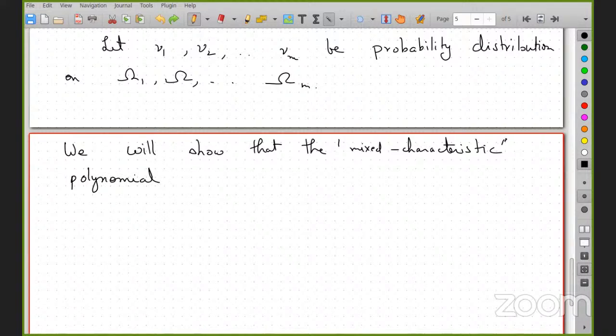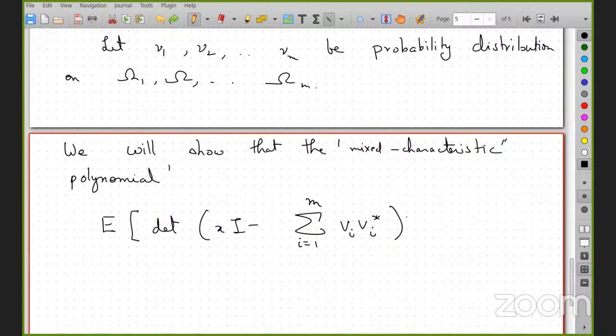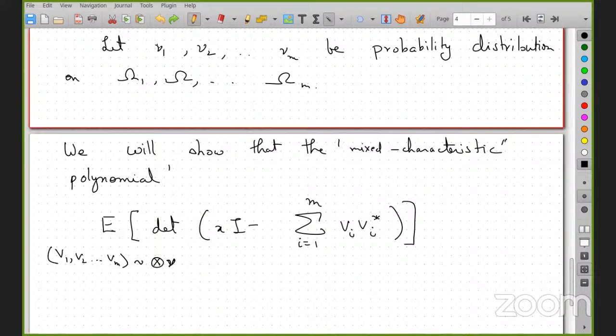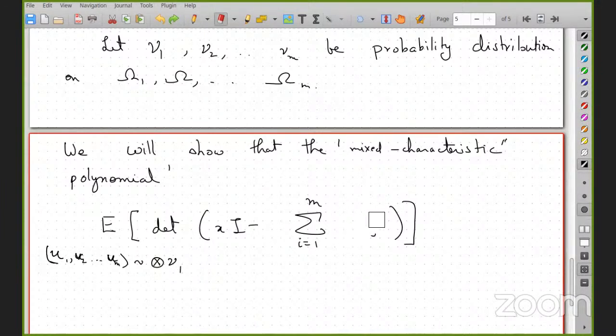What is this mixed characteristic polynomial? It's the expectation of det of xI minus the summation of v_i v_i star, where star is the complex conjugate transpose, i going from 1 to m, where this tuple v_1, v_2, and so on is sampled according to the product of the mu_i's. No matter what these vectors are, no matter what these distributions are, as long as you're taking a product distribution and then taking expectation, the so-called mixed characteristic polynomial, so you take the characteristic polynomial of the matrix form and then take the expectation, this is real rooted.